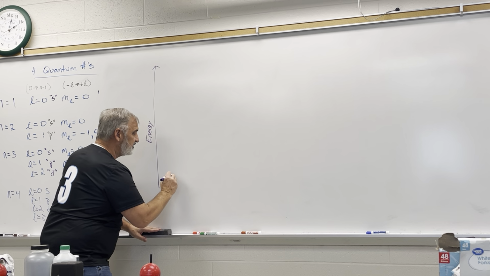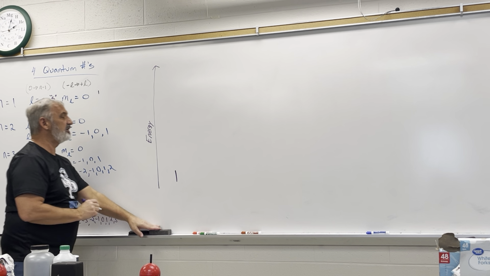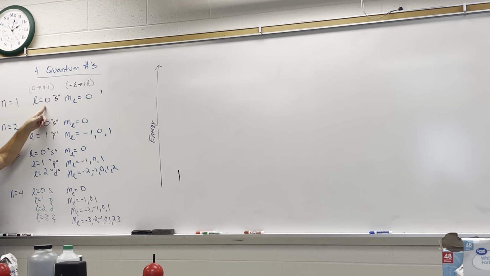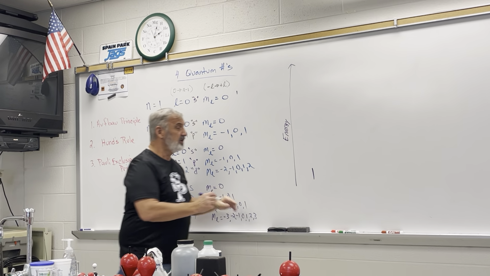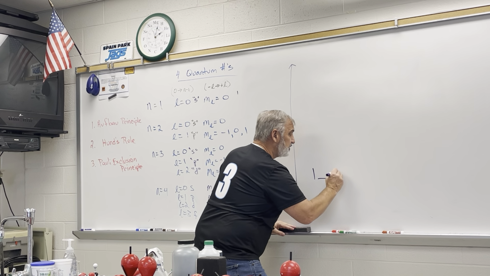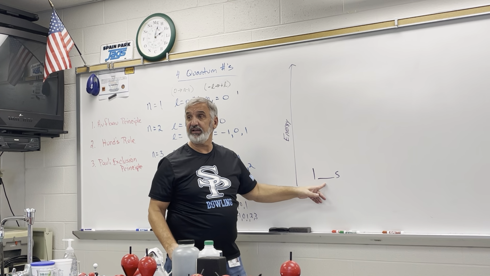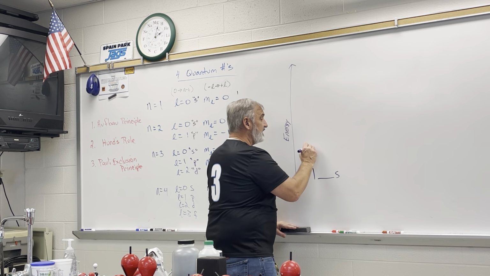So on our first energy level, how many sublevels can I have? 1, right? And on that sublevel, how many orbitals can I have? How many on the s? 1. I only have 1. So I'm going to draw one line to represent my 1 orbital on the first energy level, on the 1s. Now my first energy level is filled. So then I have to go to the second energy level.